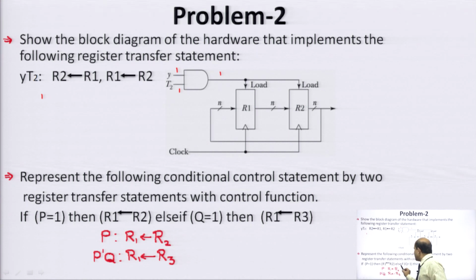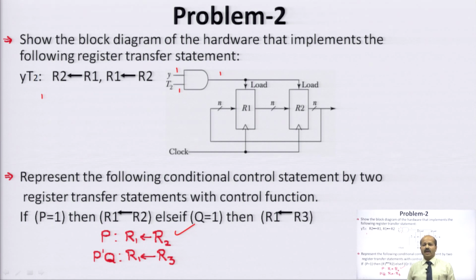This can be stated here, and if the first part of this instruction is false, that means the second part is true. So, that is why p dash q is written here. If p dash is 1, then p complement will be 0, and q is 1, that means this transformation will take place. The content of R3 will be transferred to R1. So, this way we can write the control function for the transformation of R2 to R1 or R3 to R1.